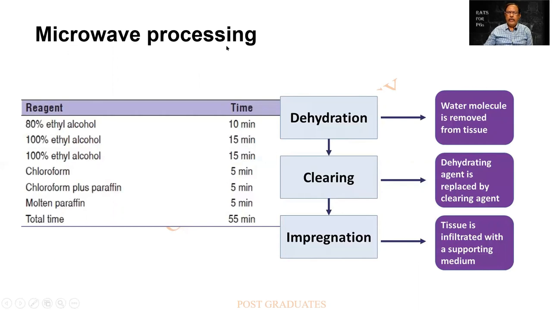And this is the microwave processing. Earlier we had seen the conventional processing. So in this, again, almost the same substances are there. Instead of xylene, chloroform is being used, molten paraffin for impregnation, and the entire thing takes about 55 minutes. Where is 450 minutes? Where is 55 minutes? Hardly about 1/10 of the time. And the steps are the same. This you people can revise any number of times, it is worth it.